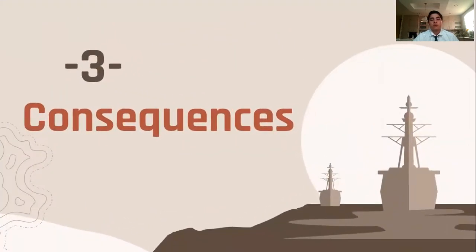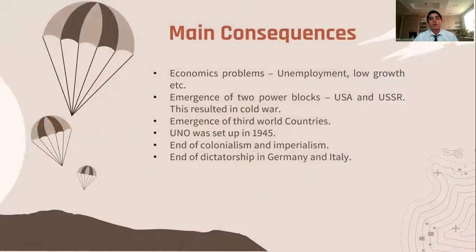Consequences of World War II. We have the main consequences of World War II: economic problems, unemployment, low growth, emergence of two power blocs, USA and USSR. This resulted in the Cold War, emergence of third world countries. The UNO was set up in 1945, end of colonialism and imperialism, end of dictatorship in Germany and Italy.